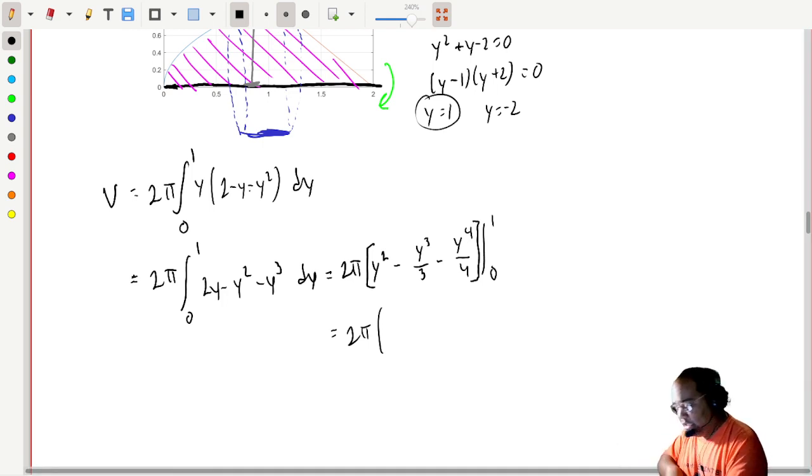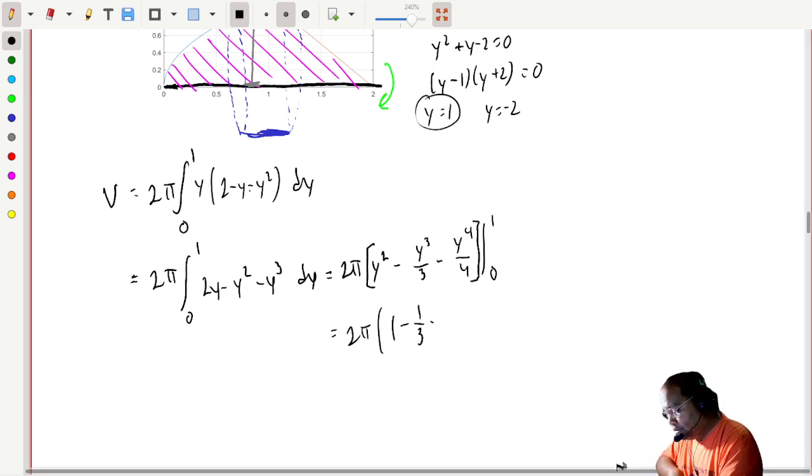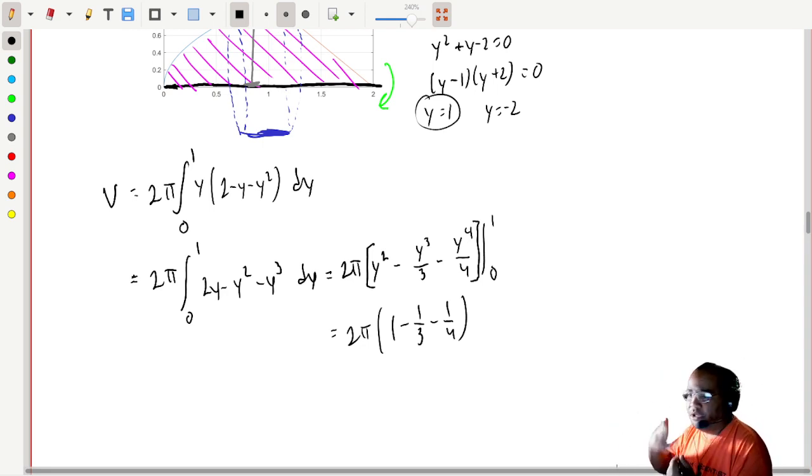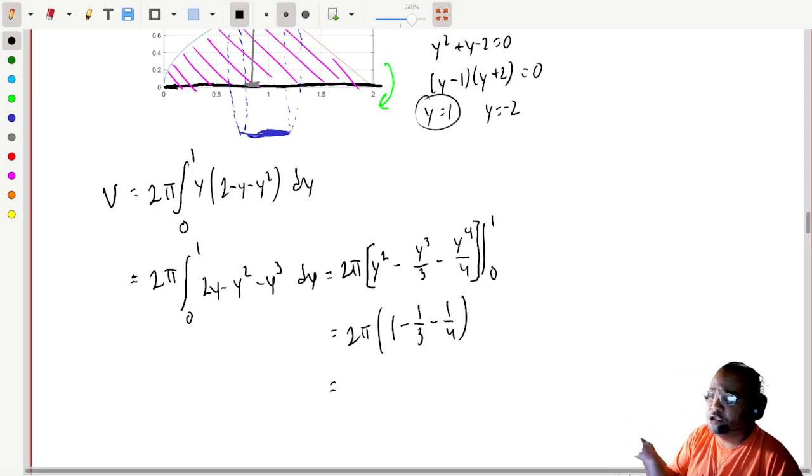And plugging in 1 is pretty easy. 1 minus a third minus a fourth, because 1 to any integer power gives me 1, okay? And then plugging in 0 will give me 0. That's good. Well, how do I handle all this nonsense here? Well, think about it in twelfths, okay?